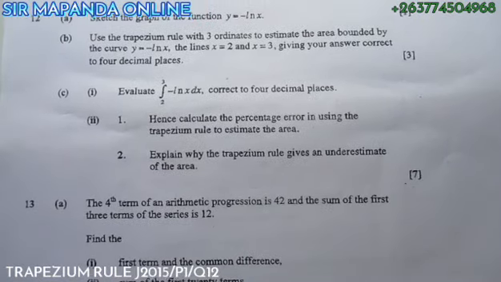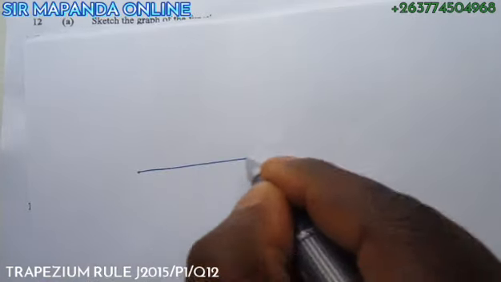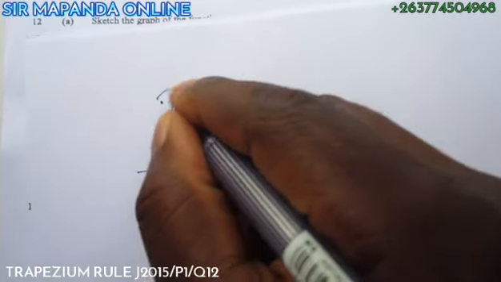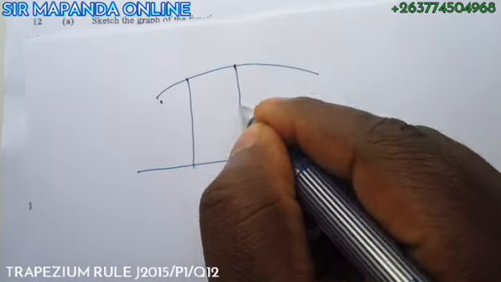Right, we are now on part B. It reads, use the trapezium rule with 3 ordinates. Right. So what are ordinates? Let's say you have your curve here. You have your curve.